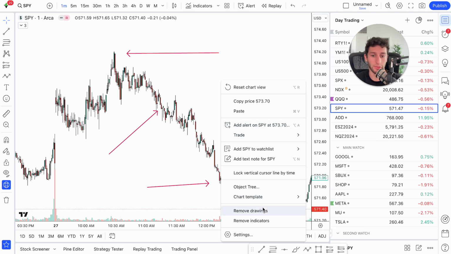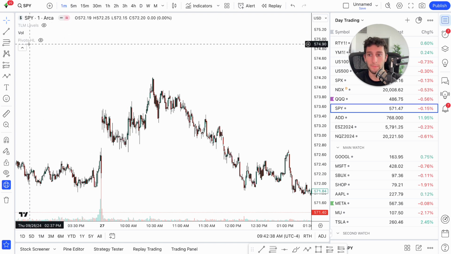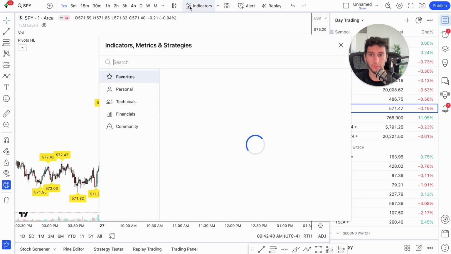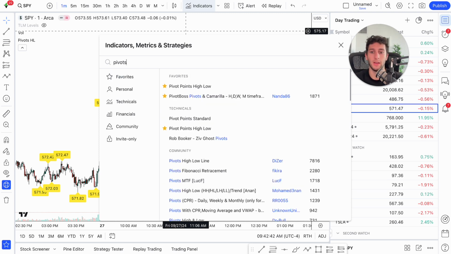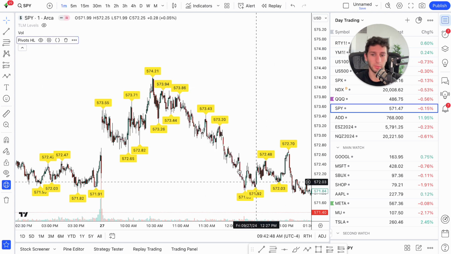Now, the cool thing about this is there's actually an indicator you can steal for free on TradingView called pivots high low, okay? So you simply just go in here, you type in pivots high low, pivot points high low, it's right here. I haven't changed the settings on it. I think it's just 10, 10 all around. I changed the colors a little bit.